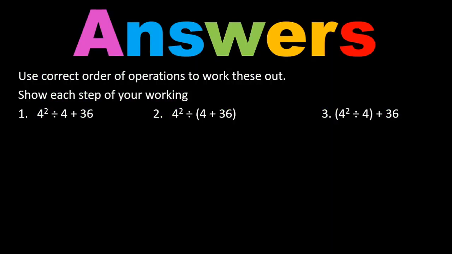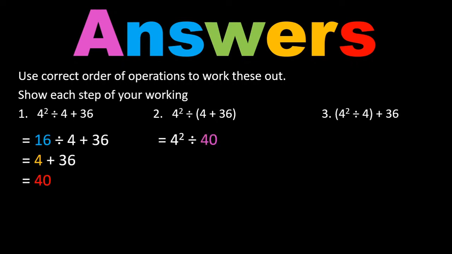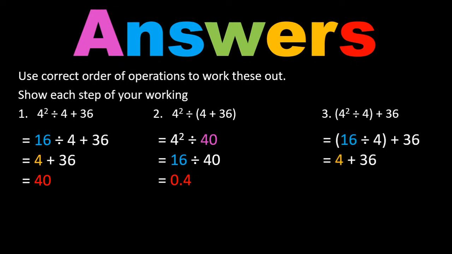For questions 1, 2, and 3, they all look very similar, but were any of them the same? Let's go through question 1. First, index, then division, then addition. For question 2, first the brackets, then the index, then the division. For question 3, first the brackets, but within the brackets we have an exponent. So first we'll do the exponent, then we'll do the brackets, then we'll do the addition.